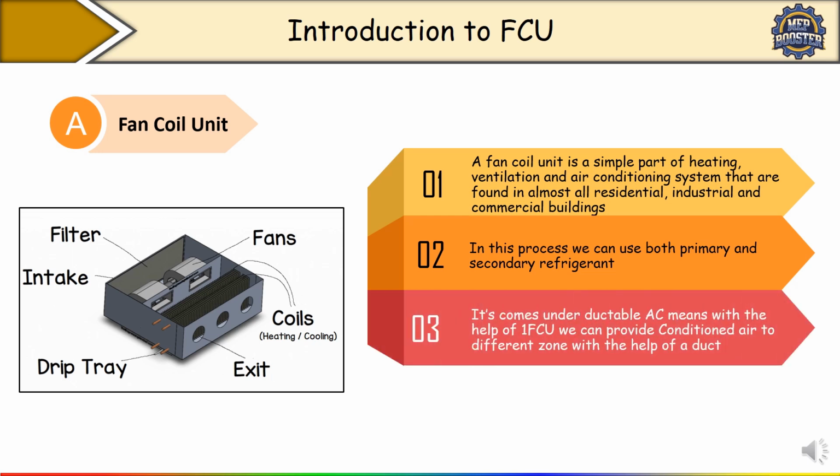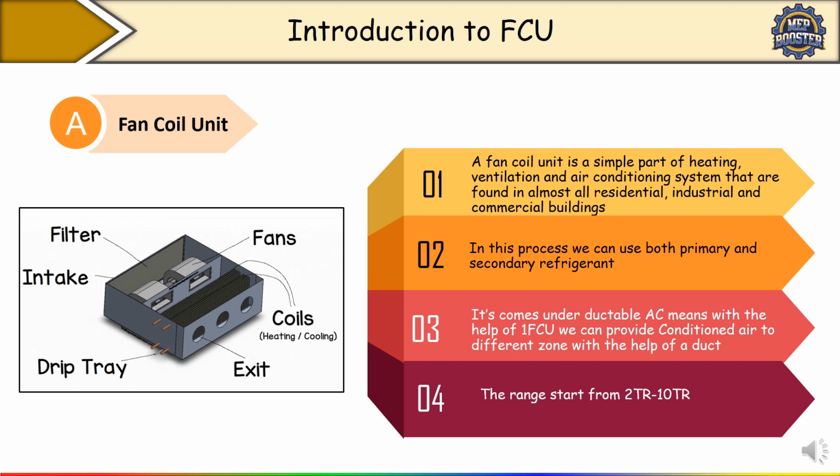So it comes under ductable AC, meaning with the help of one FCU we can provide conditioned air to different zones with the help of a duct. FCUs are widely used in buildings such as offices, hotels, residential complexes, commercial spaces. All of you remember, the primary purpose of an FCU is to provide localized heating or cooling by controlling the air temperature and ventilation within a particular zone or room.